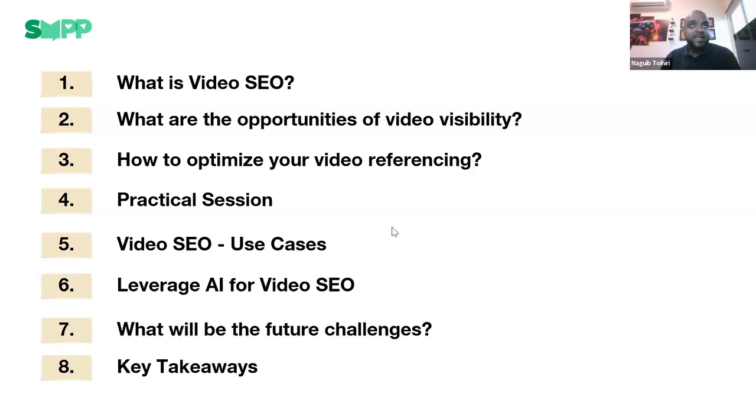Topic six is actually AI. This is a very important topic for us now, so we will see how we can leverage AI for video SEO and digital marketing. And finally, road to the future will cover the future challenges and how we can overtake them, and finally the key takeaways.